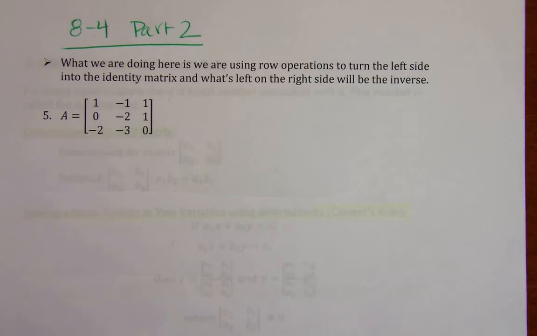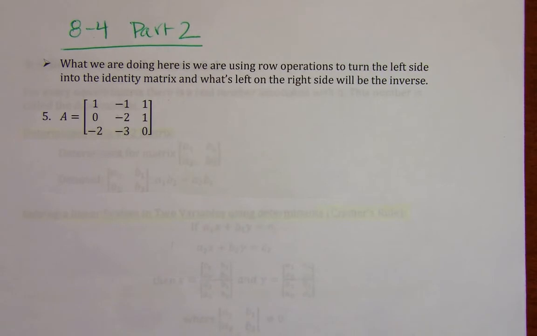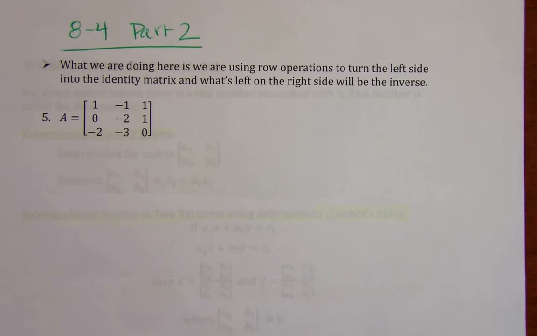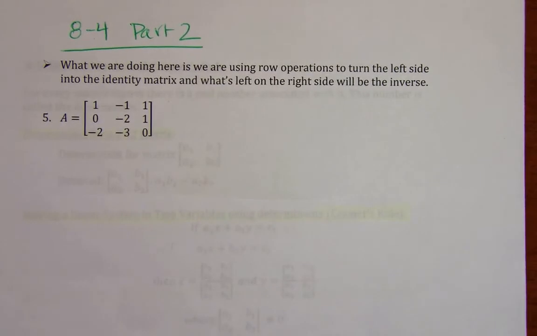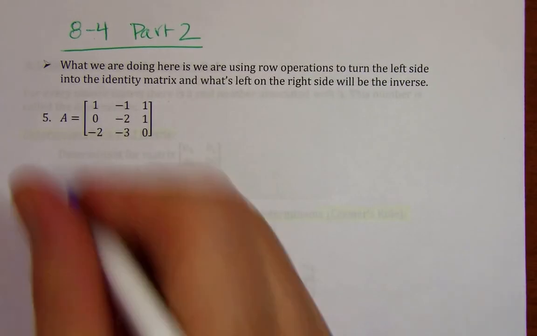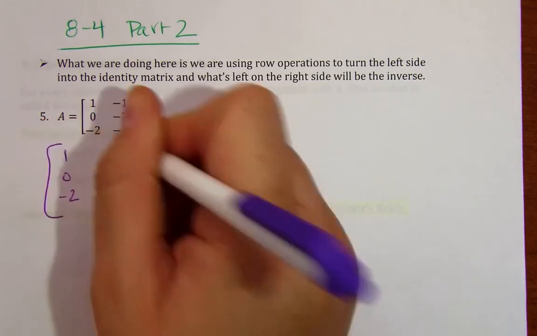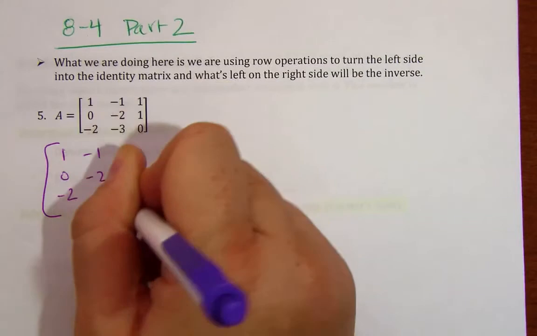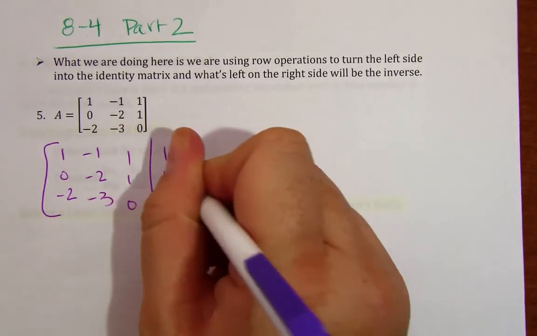So this is 8-4, part 2, and we just have this one last example to finish up here. And I went ahead and typed that note here that we wrote on the previous example, same thing that I wrote before. And now we're going to try the same strategy with a 3 by 3 matrix. So we have 1, 0, -2, -1, -2, -3, 1, 1, and 0. I'm going to put that line there, and then we've got the identity matrix.